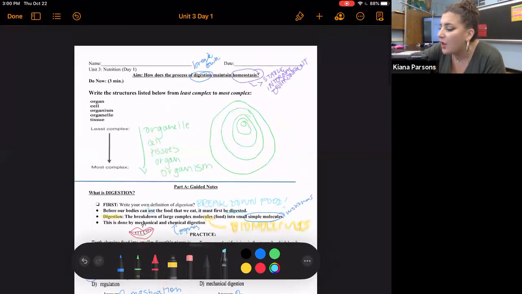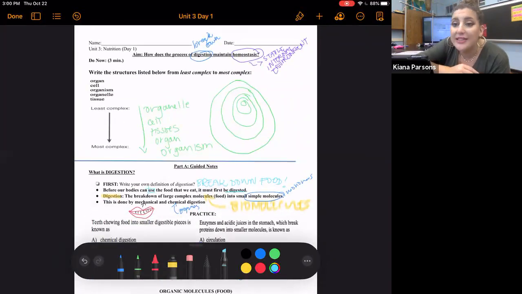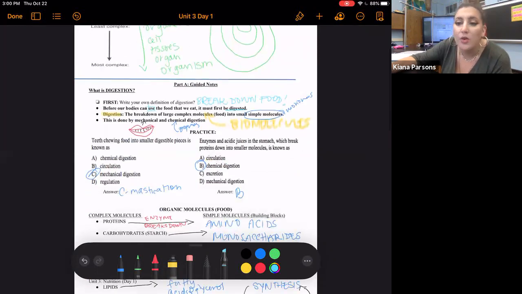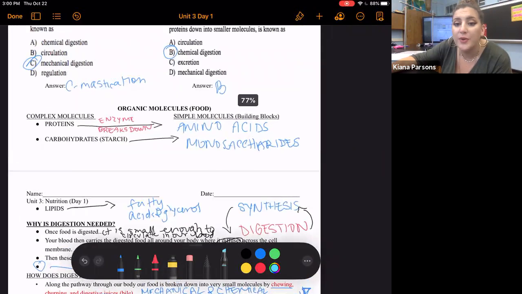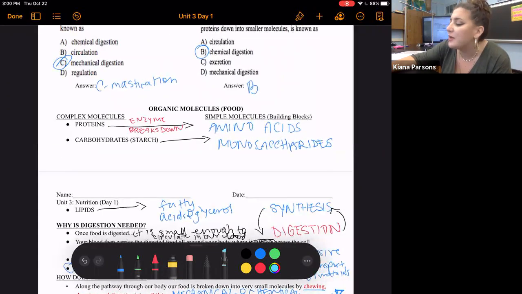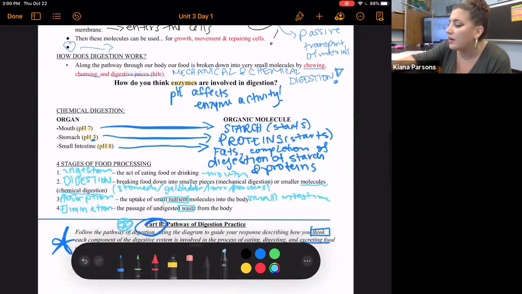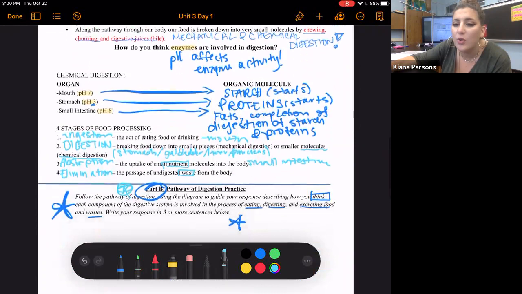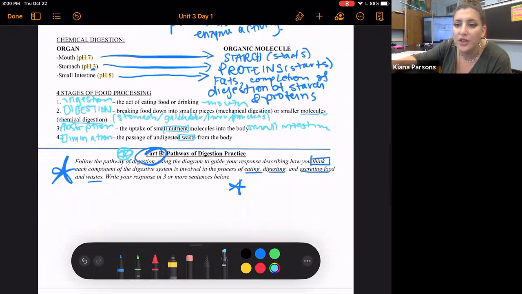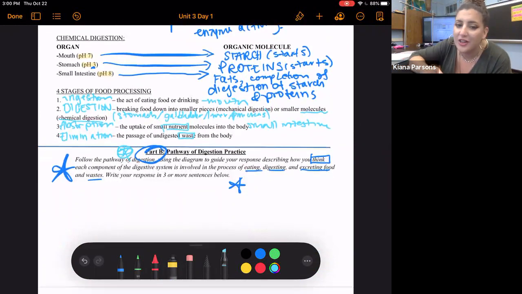Today's aim was, how does the process of digestion maintain homeostasis? And we talked about how all of the chemical compounds that we need in order to perform our essential life functions and maintain a balanced internal environment come from the foods that we eat that just need to be broken down with the help of chemical and mechanical digestion in order to be small enough to diffuse across the cell membrane and enter our cells.